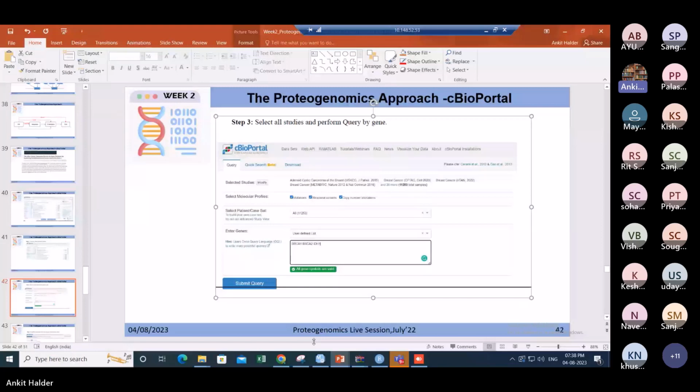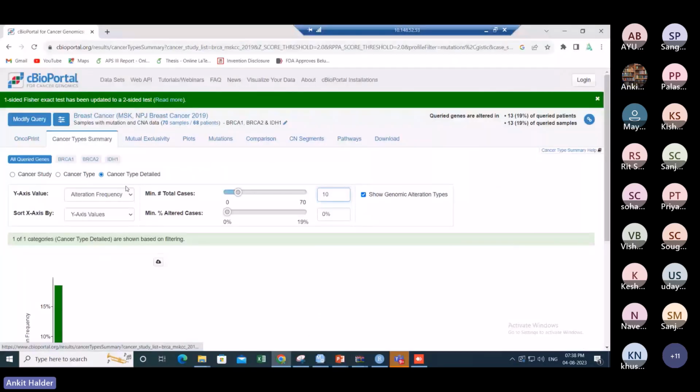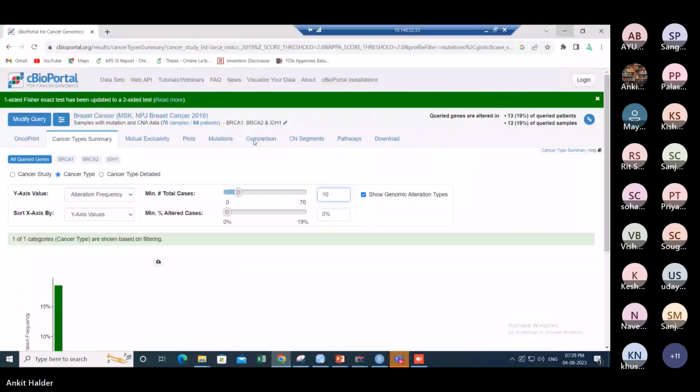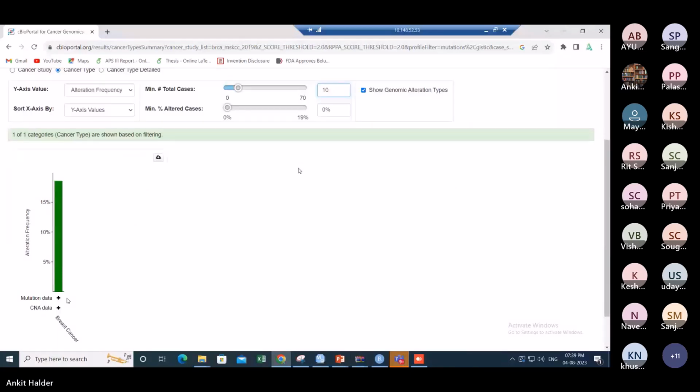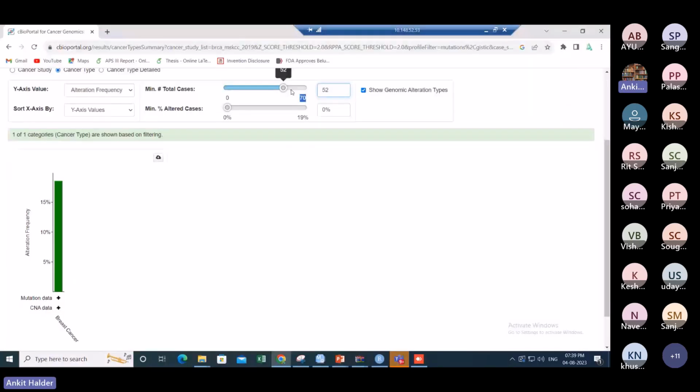Then in the summary, you can write the cancer type, and then you can give the, one second, here we can adjust your minimum cancer.